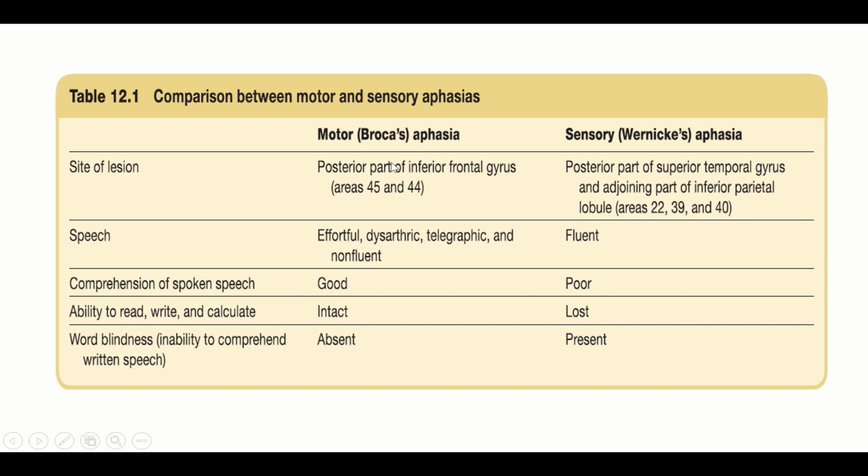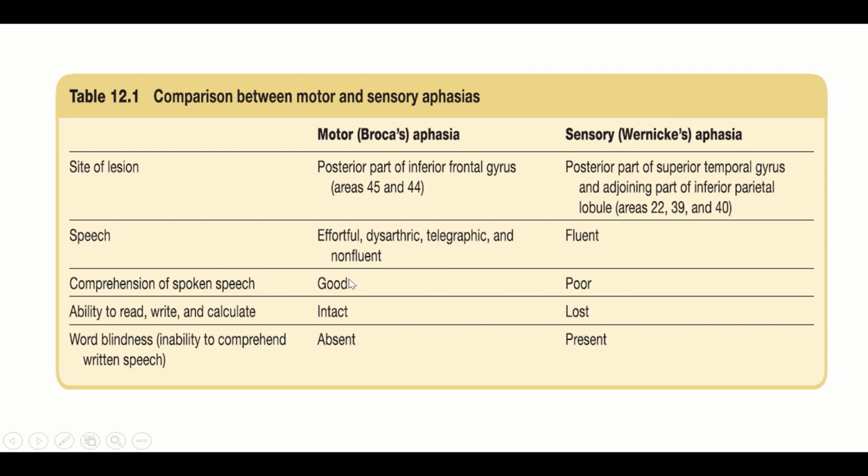Now what is the difference between motor aphasia and sensory aphasia? In motor aphasia, the site of lesion is in the posterior part of the inferior frontal gyrus where areas 44 and 45 are located. In sensory aphasia, it is in the posterior part of the superior temporal gyrus and adjoining part of the inferior parietal lobule. All these areas are affected: 22, 39 and 40. In motor aphasia, speech is effortful, very difficult, dysarthric, telegraphic and non-fluent. Here in sensory aphasia, it is fluent, but comprehension of spoken speech, that means what we can understand, is affected.